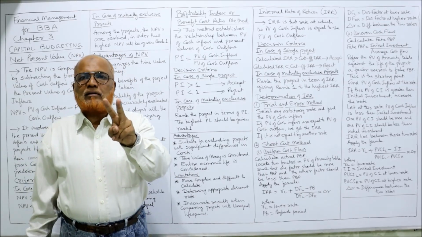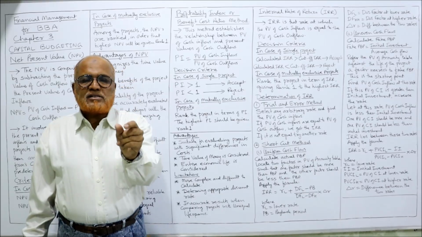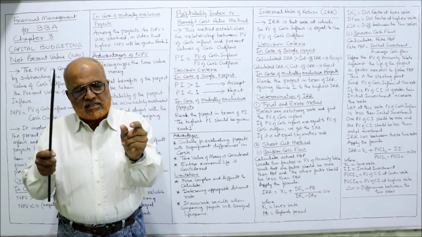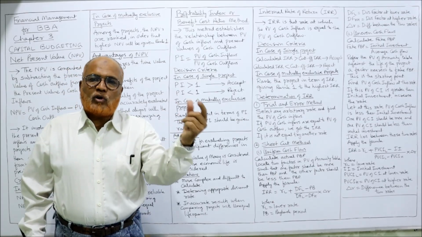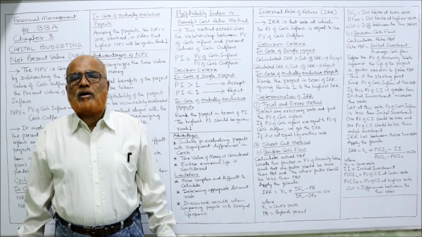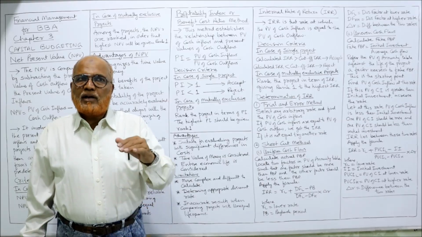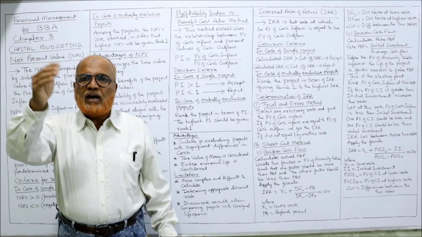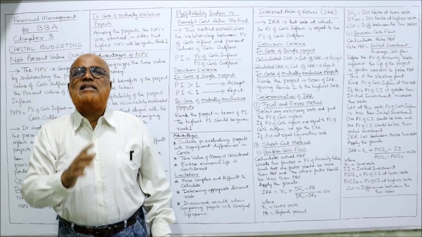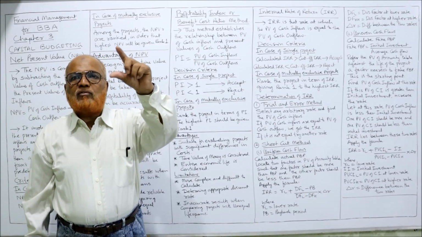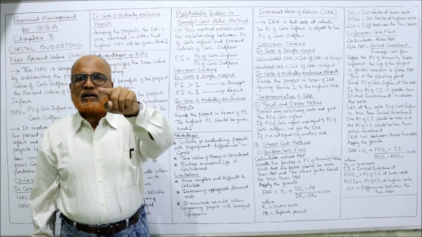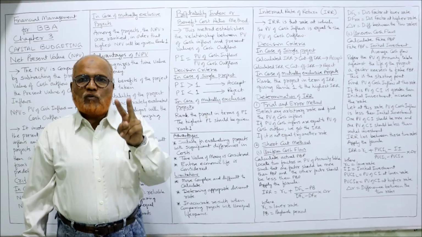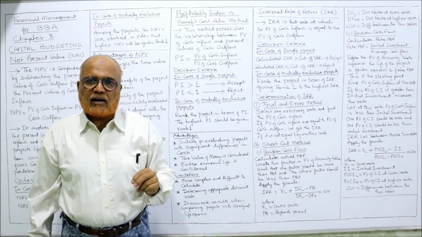So locate two factors. At 16% it is 4.2. At 14% it is 4.6. So one factor should be more than 4.5. Another factor should be less than 4.5. Now look at what discount rate. One factor less than 4.5, another factor more than 4.5. Two factors you have at two different rates.